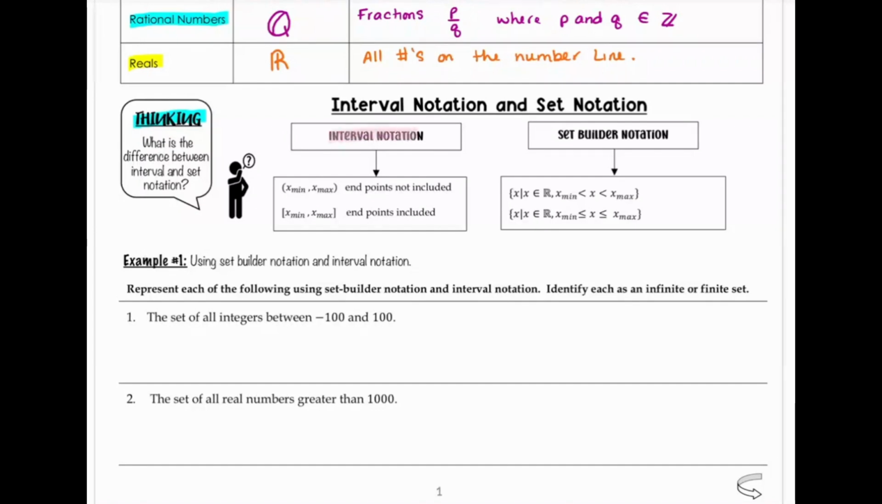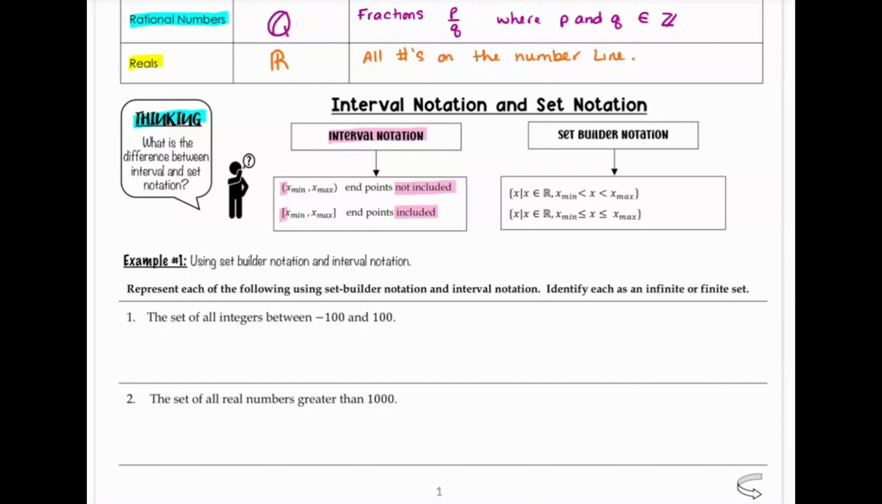We have interval notation. Interval notation is written with parentheses or brackets. Whenever you are dealing with a parenthesis, that means that the number is not included. And whenever you are dealing with a bracket, that means that the number is included.